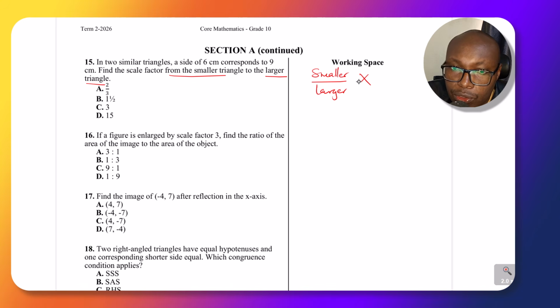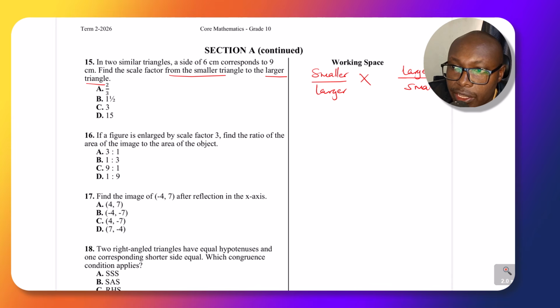But now for this one, we're going to use this ratio. So you're going to get the corresponding length of the larger to the smaller.